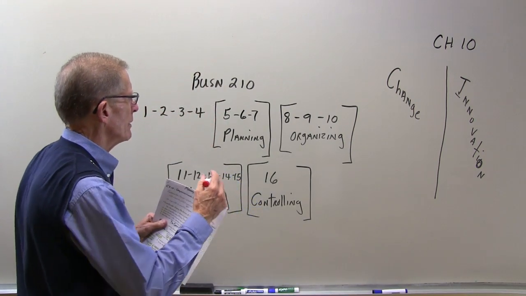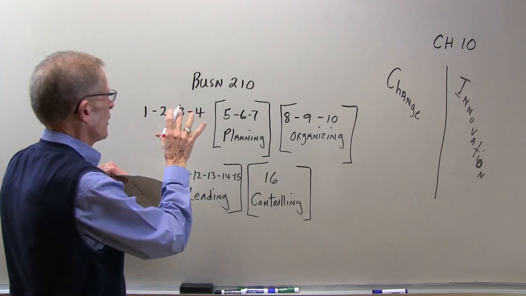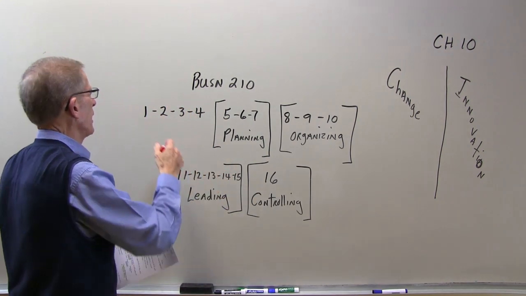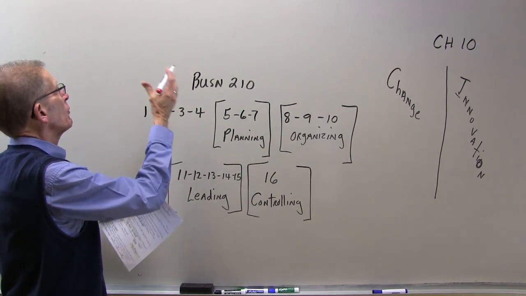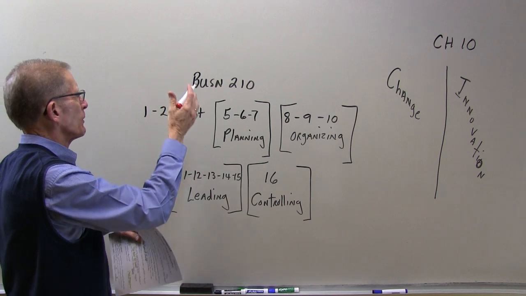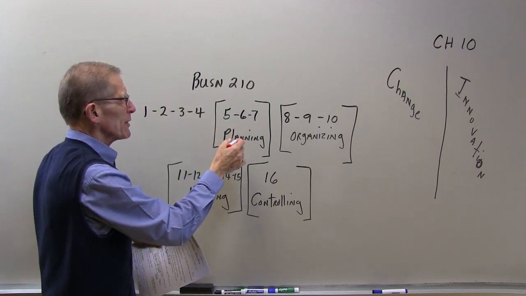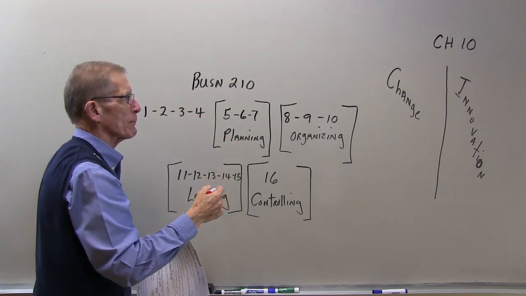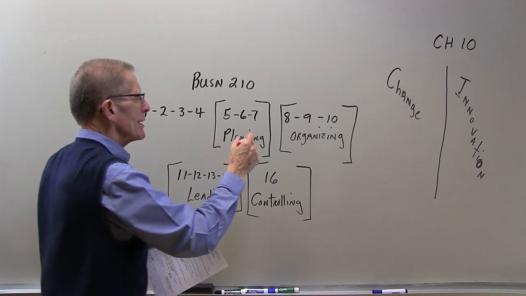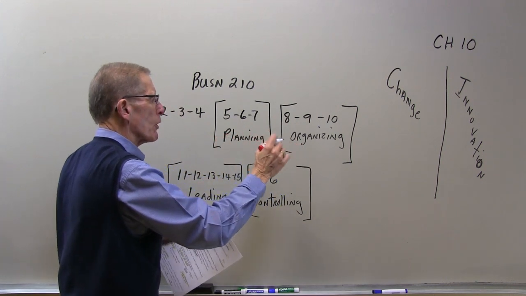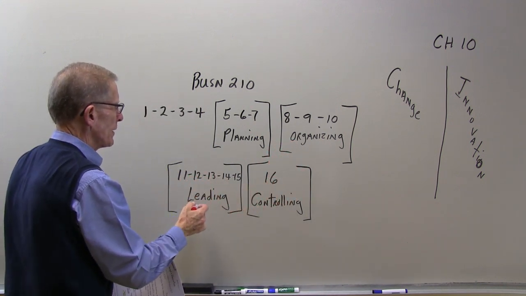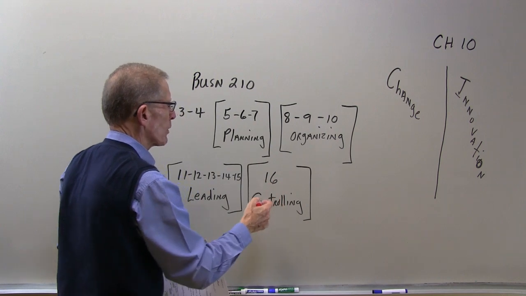We have done chapters 1, 2, 3, and 4, which were separate chapters about separate things. Chapter 1 was here's management. Chapter 2 had to do with the schools of management. Chapters 5, 6, and 7 were the planning chapters: planning, strategic management, that sort of thing. Chapters 8, 9, and 10 are chapters on organizing. Chapters 11 through 15 are leading, and then one chapter on controlling.